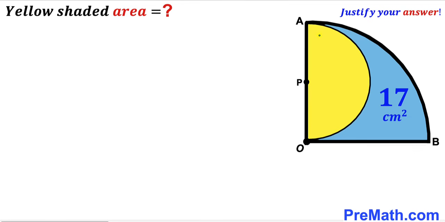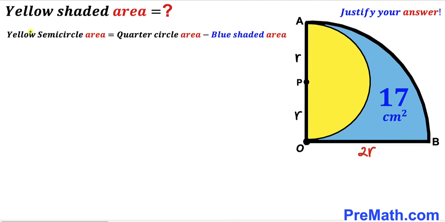Let's focus on this yellow shaded semicircle. We know OP is the radius of this yellow semicircle. I'm going to label this as lowercase r. Then AP is going to be lowercase r as well. Now let's make an observation. We can see the whole AO is the radius of this quarter circle, and this whole radius is r plus r, which gives us 2r. So the radius of this quarter circle turns out to be 2r.